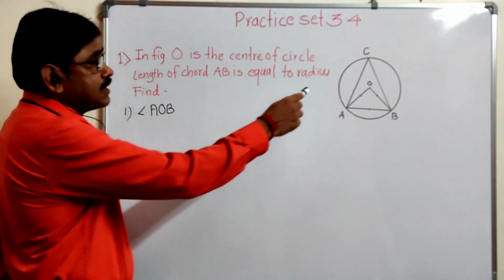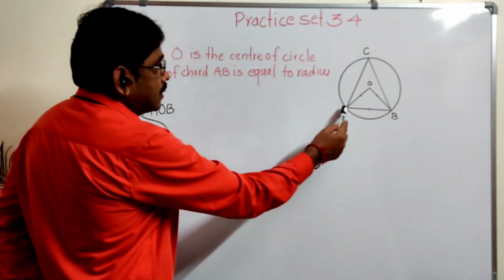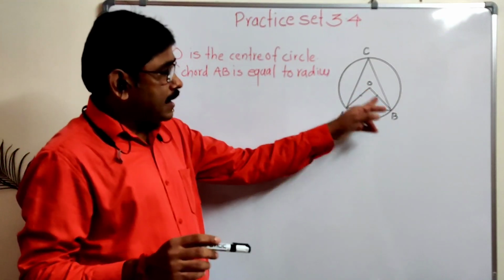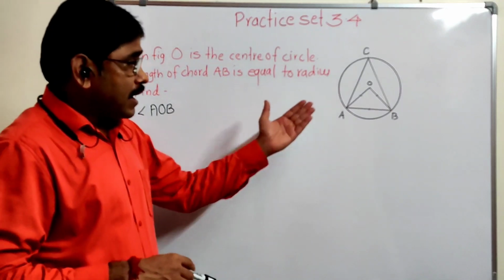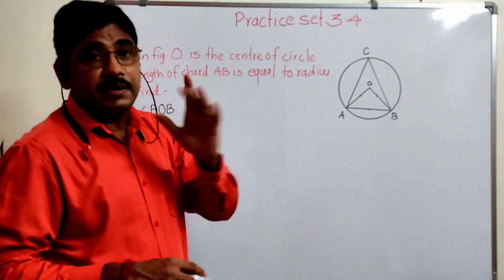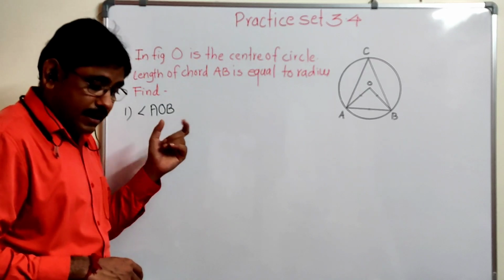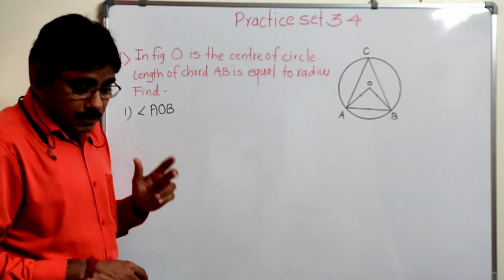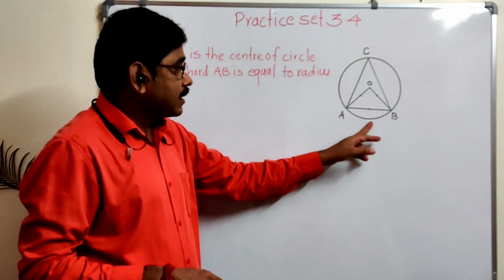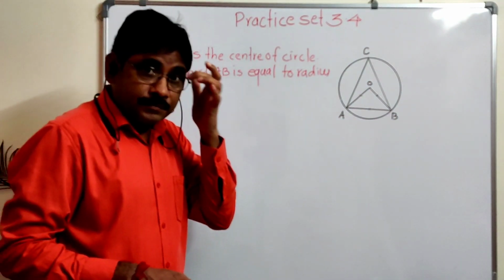Here what is given in this figure? O is the center of the circle. Chord AB is equal to the radius. That means OA and OB are the radii of the circle, and AB is equal to the radius. That means OA equals OB equals AB. That is given. Then we have to find first the measure of angle AOB, then the measure of angle ACB, then measure of arc AB and measure of arc ACB. Those four things we have to find here. So let us see one by one.